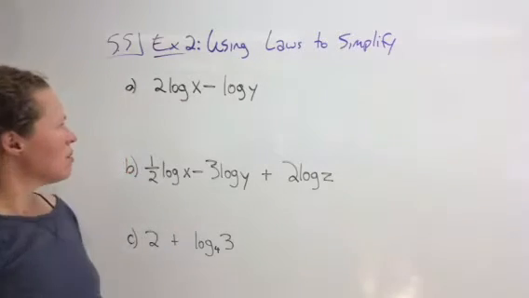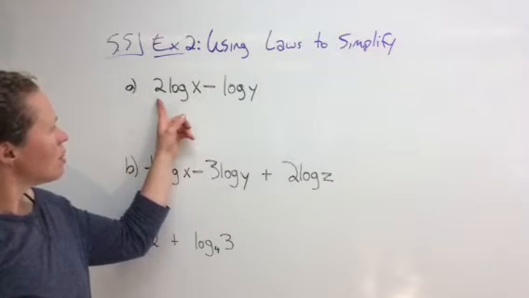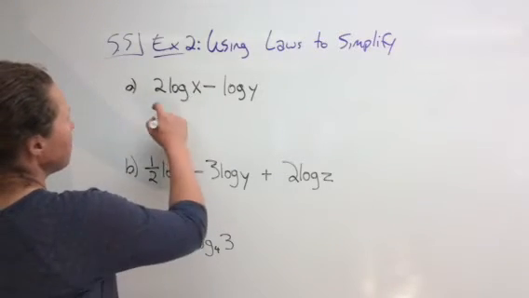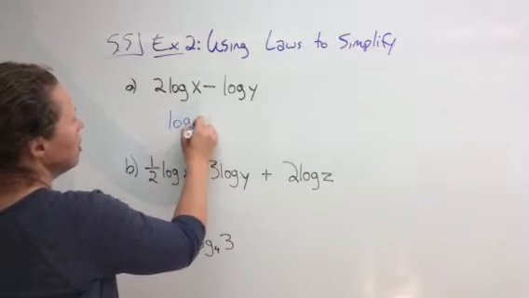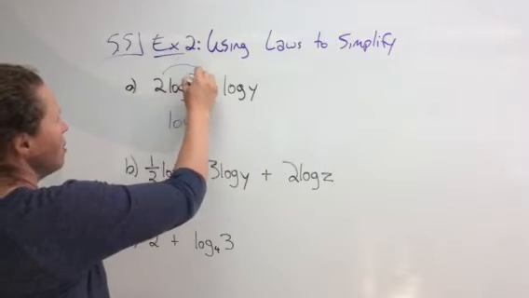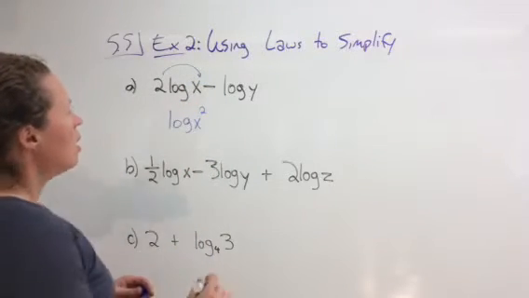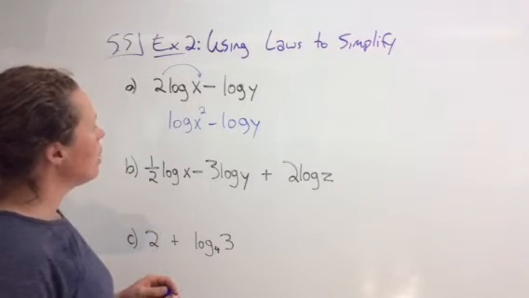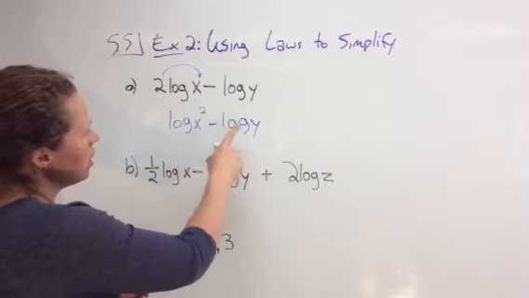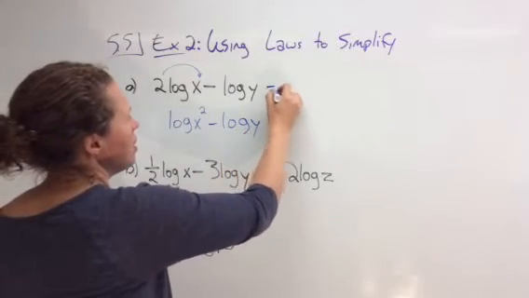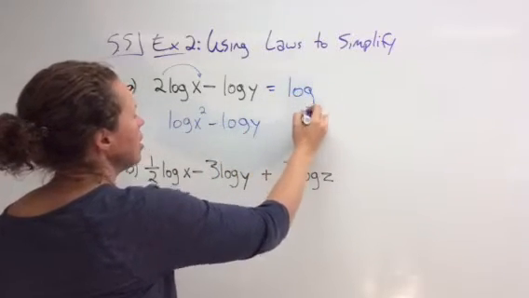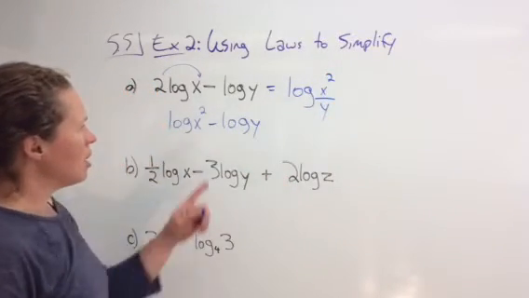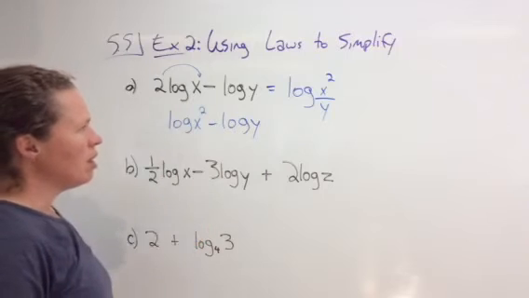So when we look at this one, we've got a 2 here, which means we can make that an x squared. So we'll do that right away. I can turn this into log x squared because the 2 becomes an exponent. And that one is going to be minus log y. So I know that I'm going to take this one and divide it by that one. So the answer here will simply be log x squared over y, because we're subtracting, so we divide.